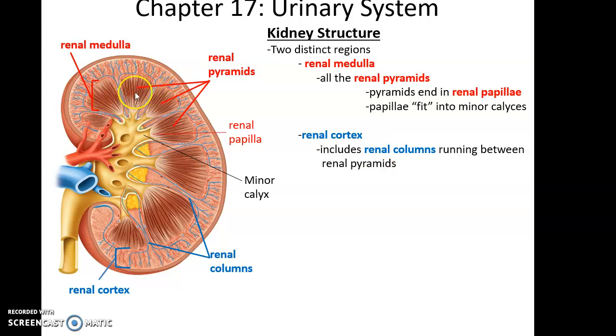Each of these triangular shaped darker tissues are called renal pyramids. So you have many renal pyramids, each one fitting into a minor calyx. Its apex is called a renal papilla, so the renal papilla of the renal pyramid fits into the minor calyx. And with the renal cortex, the areas where the lighter tissue goes deeper into the kidney, between the pyramids, those are called the renal columns. So the renal columns run between the renal pyramids. And all the renal pyramids together equal the renal medulla.